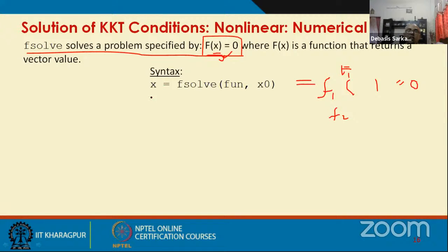The minimum syntax that is required is this: x equal to fsolve. Fsolve is the name of the function, and the arguments of this fsolve are fun and x0. Fun is the name of a function which describes this set of nonlinear equations you are going to solve. And x0 basically represents the initial guess. We won't say initial condition, initial guess.